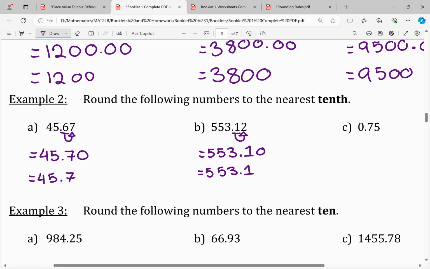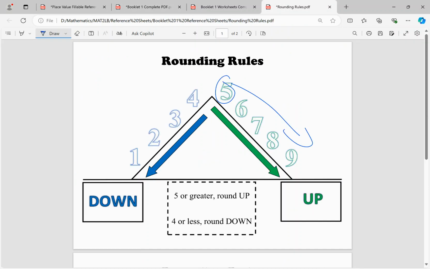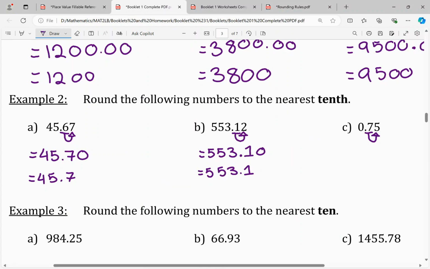Example C, again, we're rounding to the tenths, which is the first number after the decimal. We look for help. Now, the 5 can be a bit tricky, but if it is a 5, we still round up. If it's a 5, we still round up. So the 7 is going to round up. It is going to become an 8. And everything after that 8 becomes 0, which you can choose to include or not. Up to you.